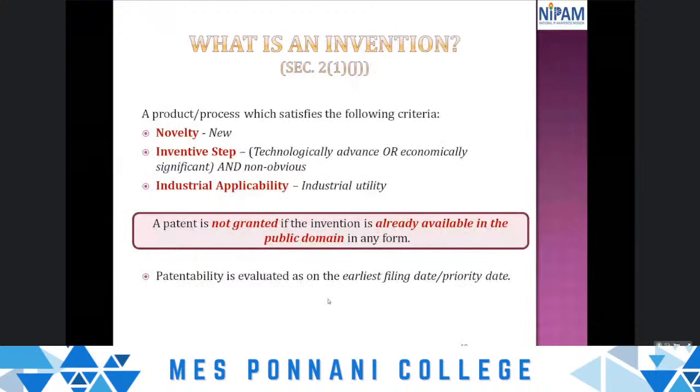So all these patentability criteria are evaluated as on the earliest filing date. The earliest filing date is the date when you disclose the patent for the first time. It is also called the priority date.